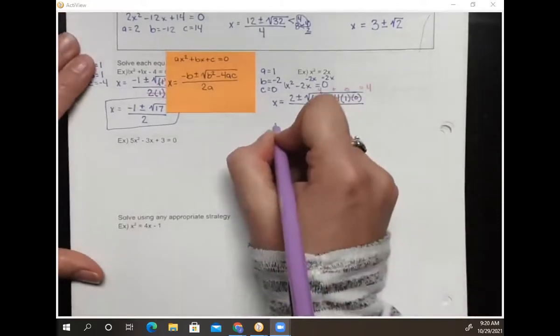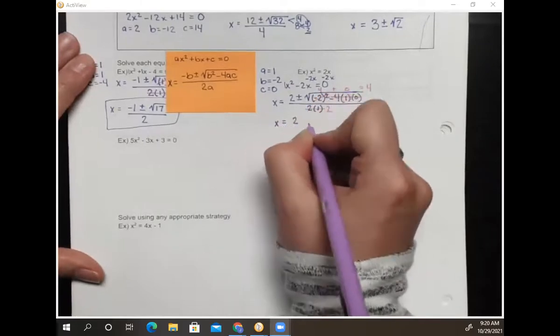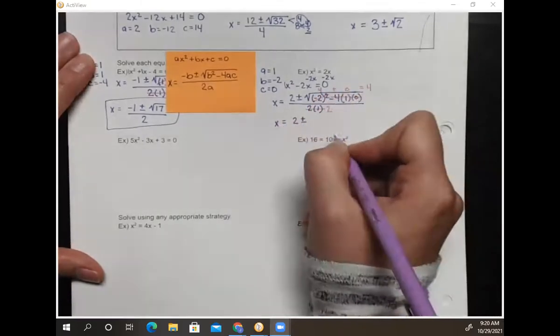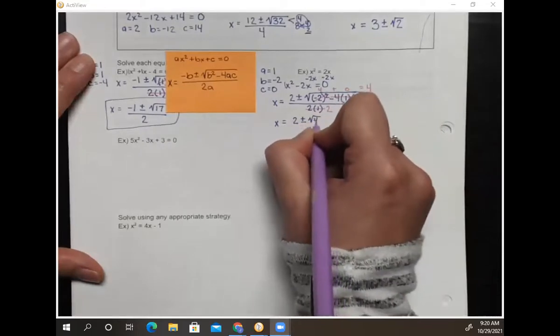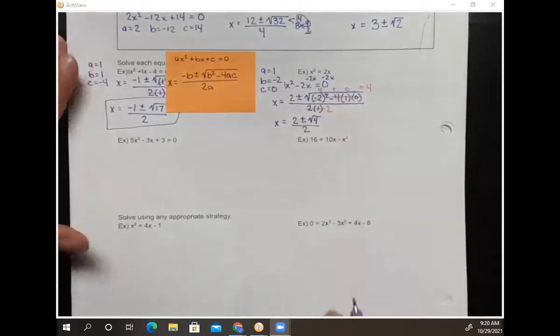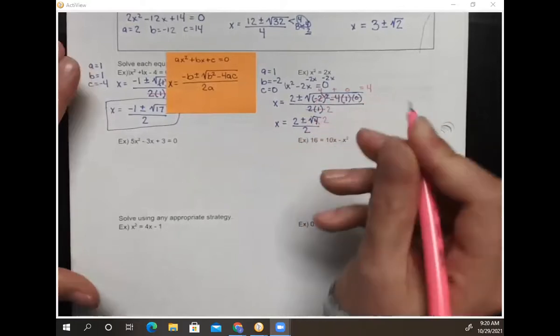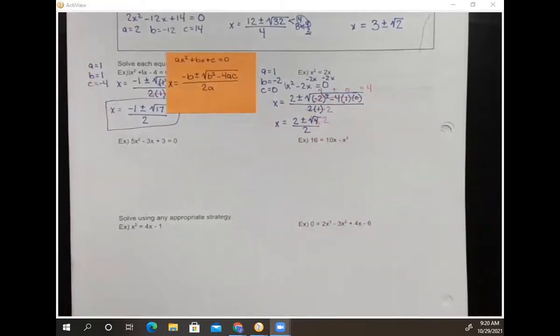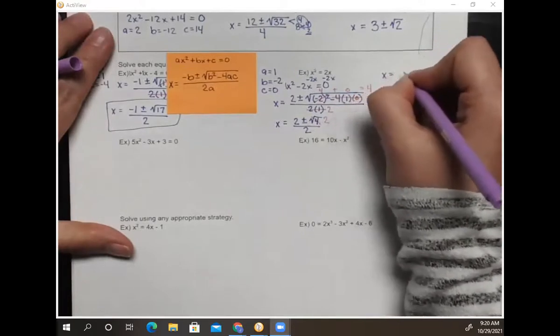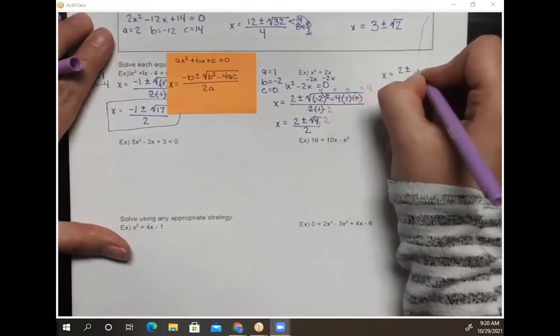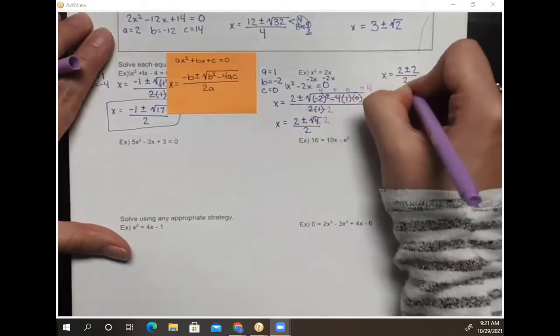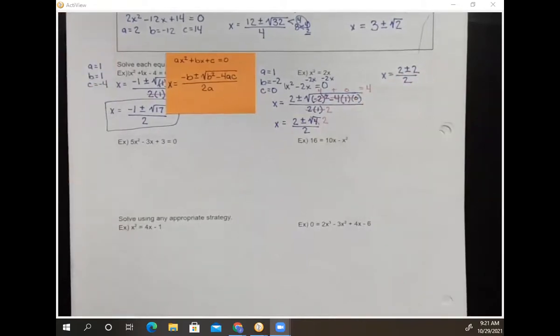So let's clean this up a little bit. I have x equals 2 plus or minus the square root of 4 over 2. That's what we've got right now. Can I simplify the square root of 4? What is the square root of 4? 2, right? This is going to be 2. So what I have is x equals 2 plus or minus 2 over 2. Whole lot of 2's there.